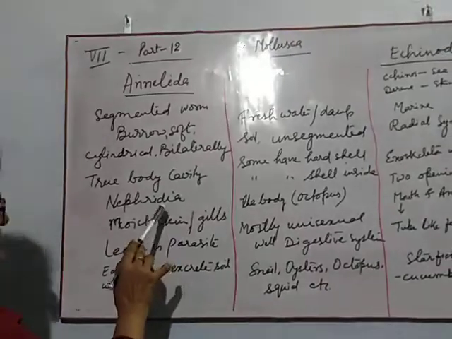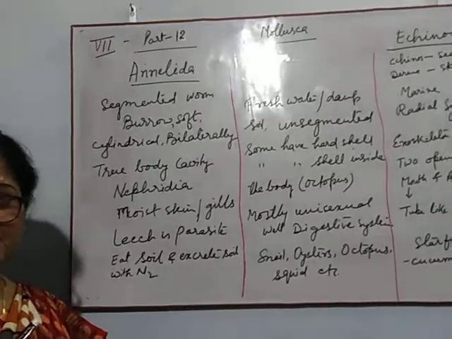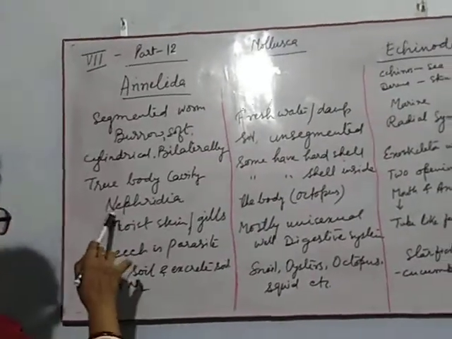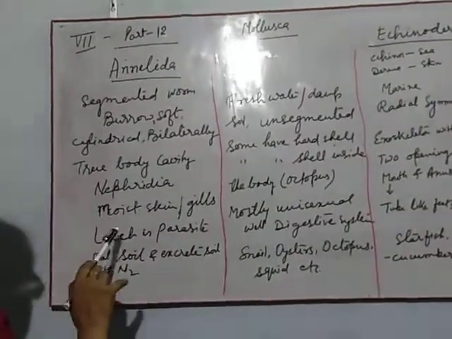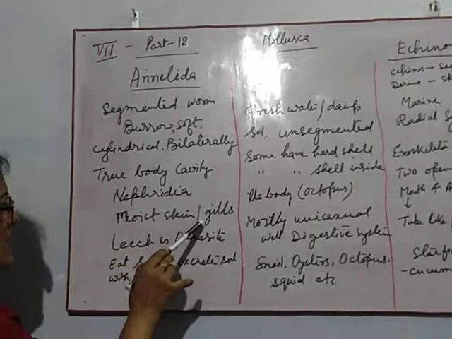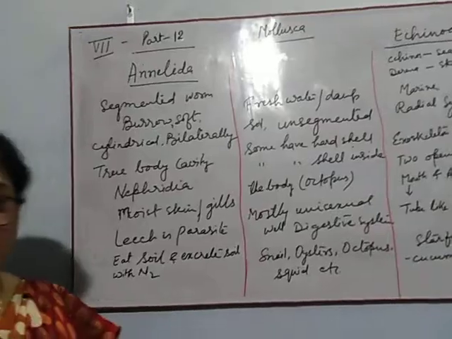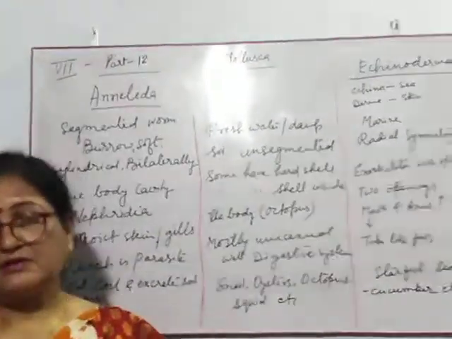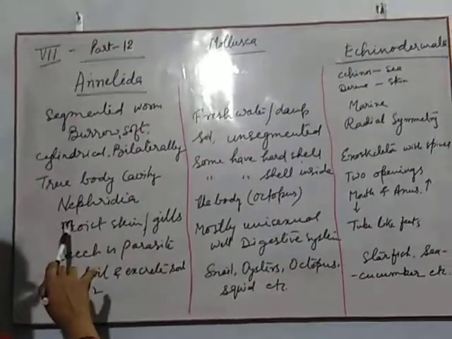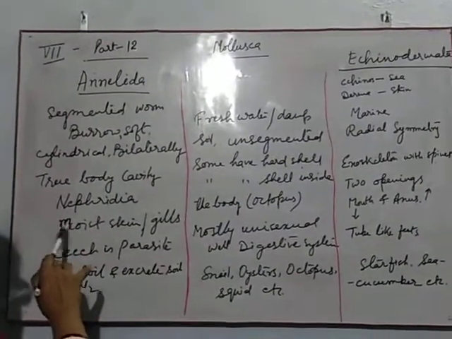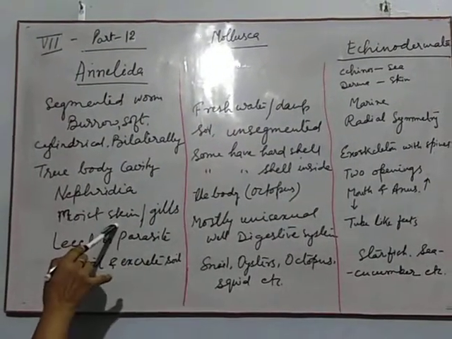For their excretion, they have a special organ, just as we have. For us, the excretory organ is the kidney. They have a special excretory organ called nephridia. Next, they have moist skin, and some annelids have gills also. Those that do not live in burrows or in soil have gills. They use the moist skin for their respiration.